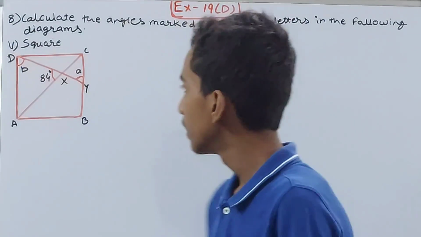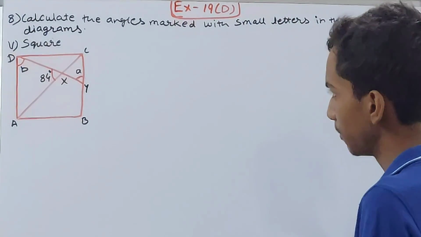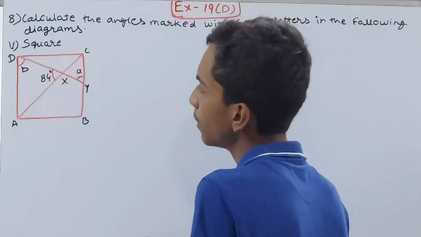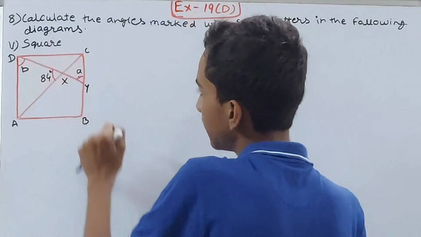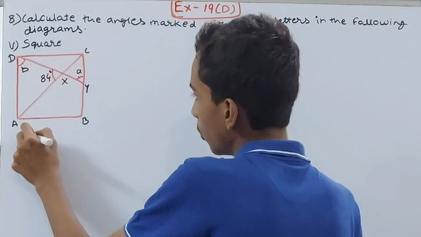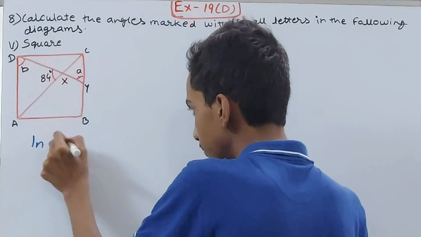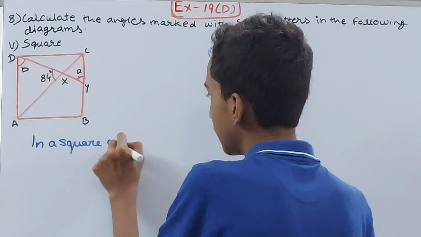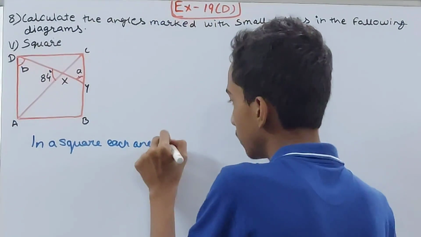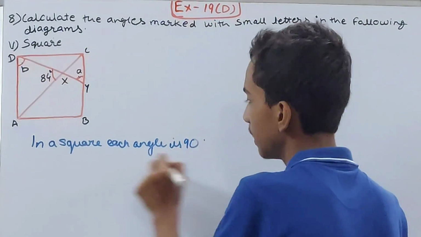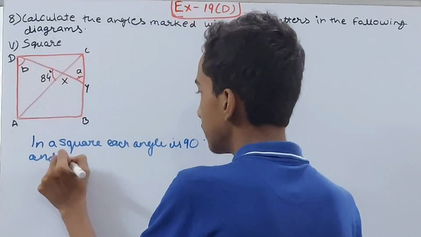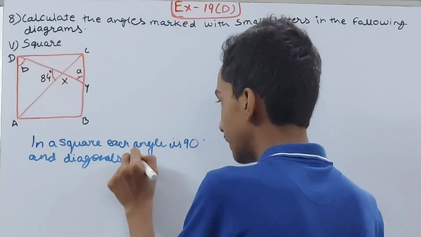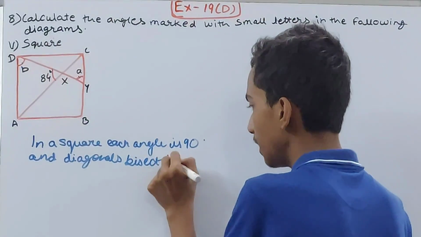Now look at the fifth part. It is a square this time. You have to find A and B. Let's look carefully. AC is the diagonal. So in a square, each angle is 90 degrees and diagonals bisect the interior angles.